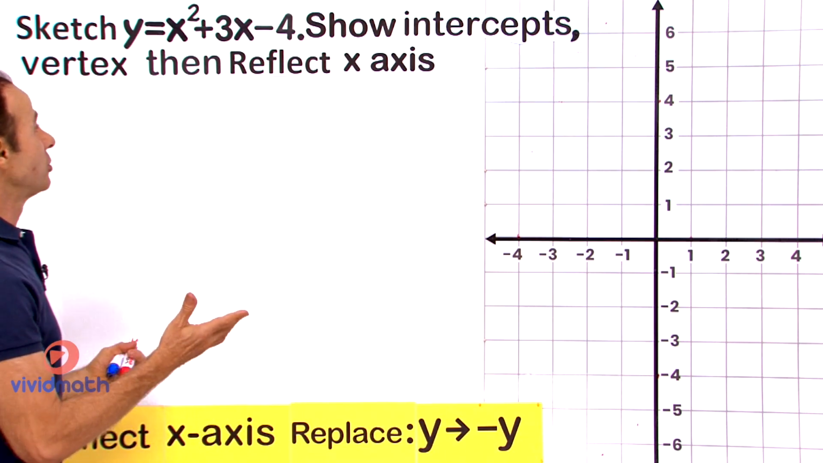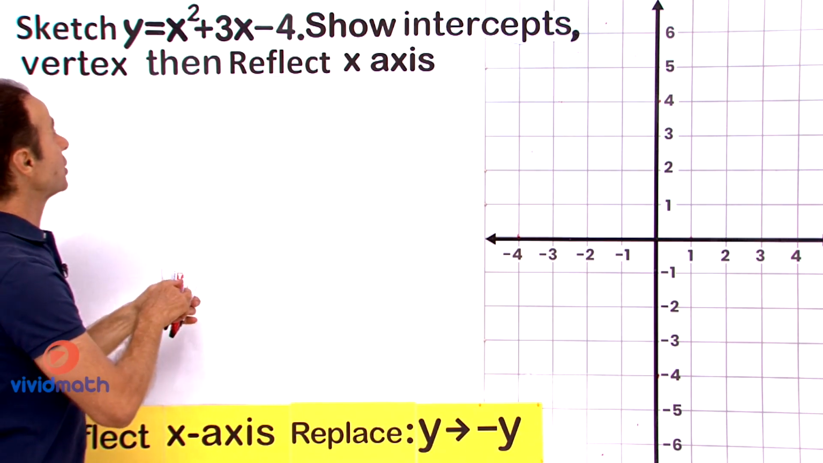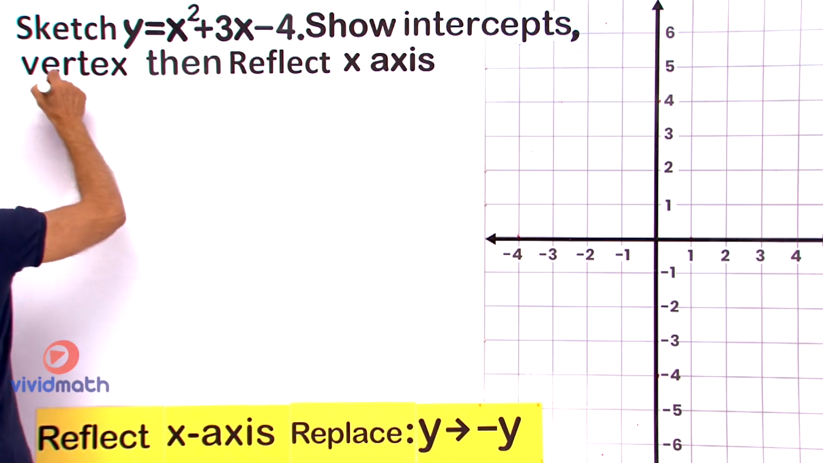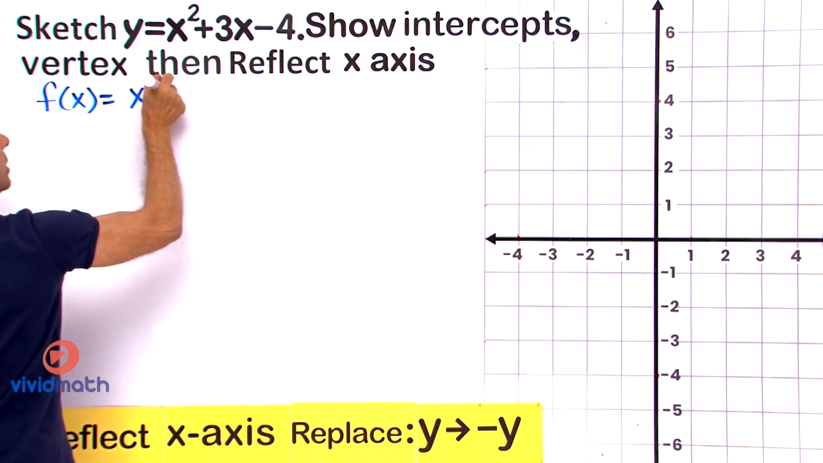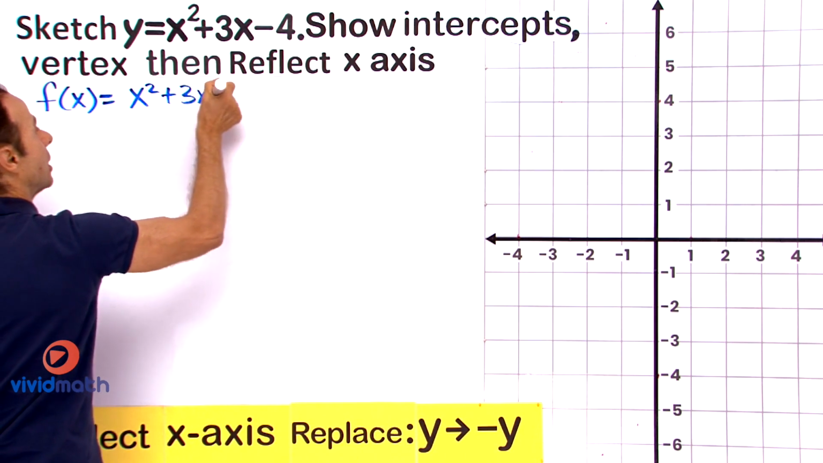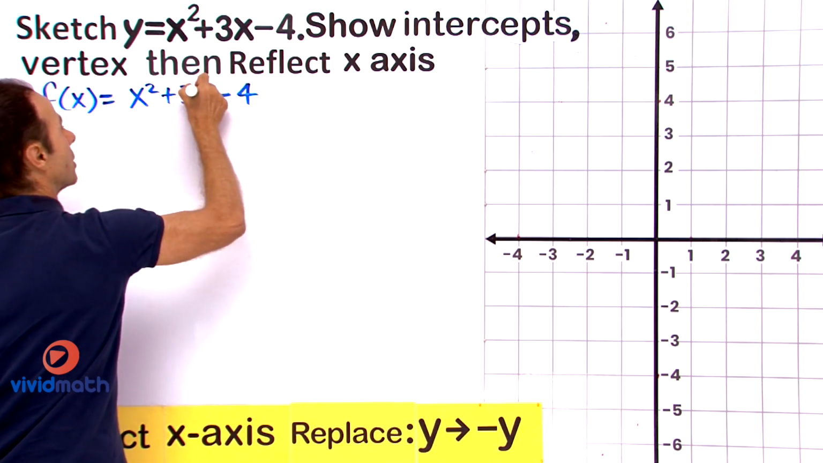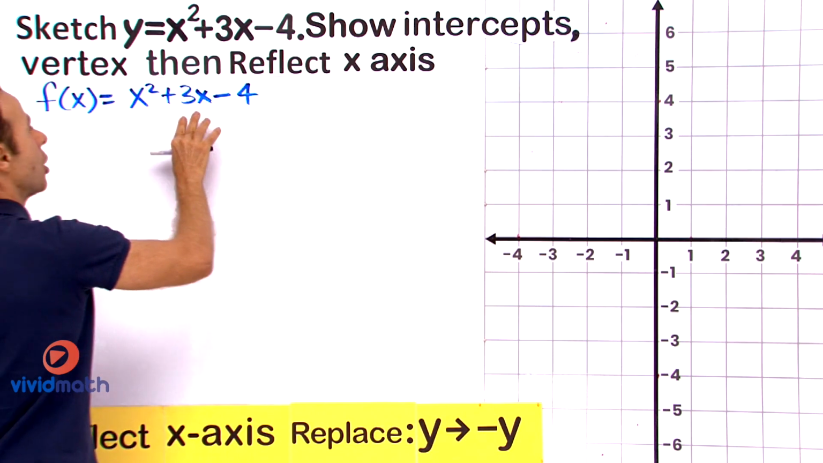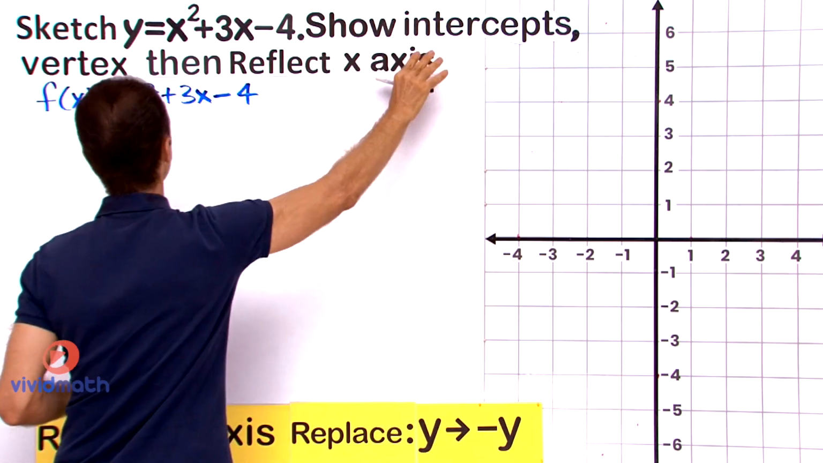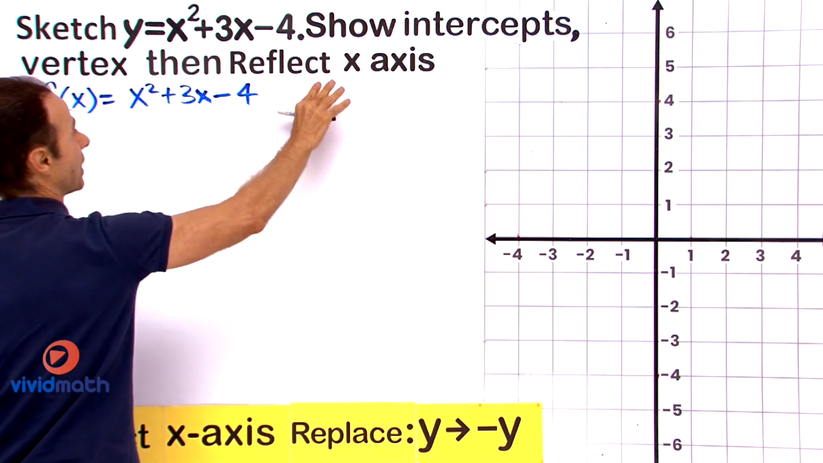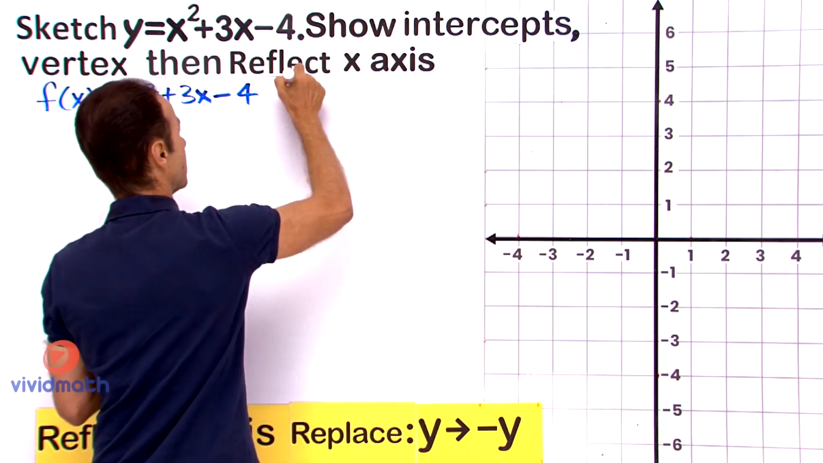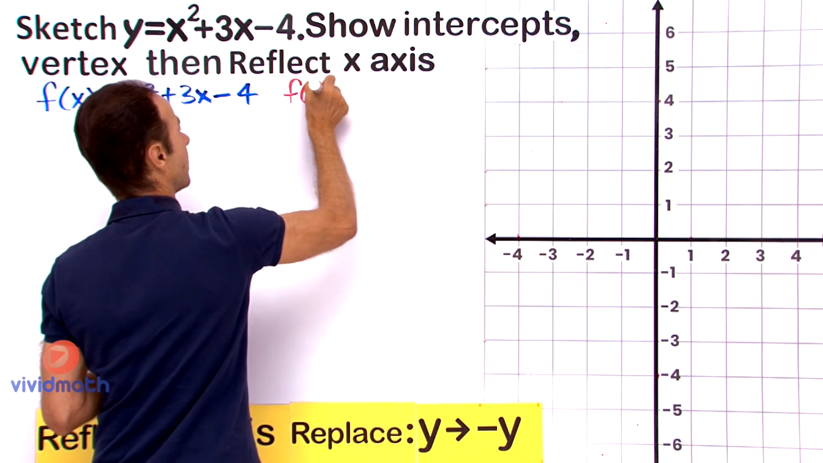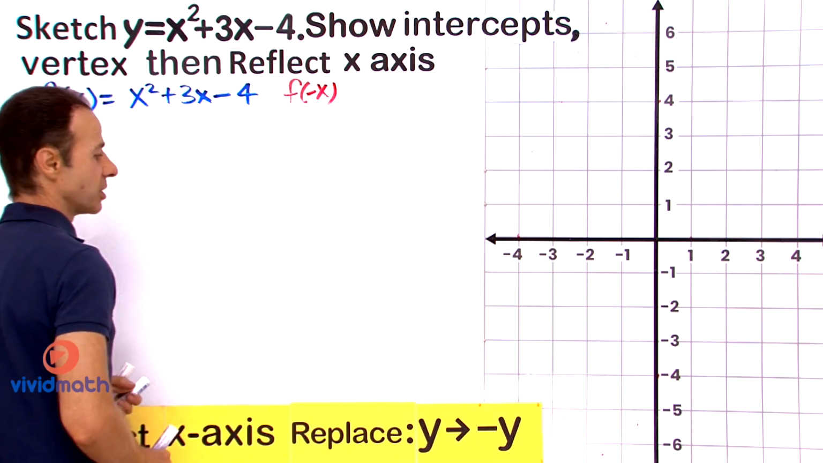So the way we're going to do this, first of all, is write down function x, which is what we have here. So function x is equal to x squared plus 3x minus 4. Okay, that's our function x. What we're going to do is find the intercepts and the vertex and then reflect it. Now to reflect it, we need to find function negative x. Function negative x is going to be the reflection.